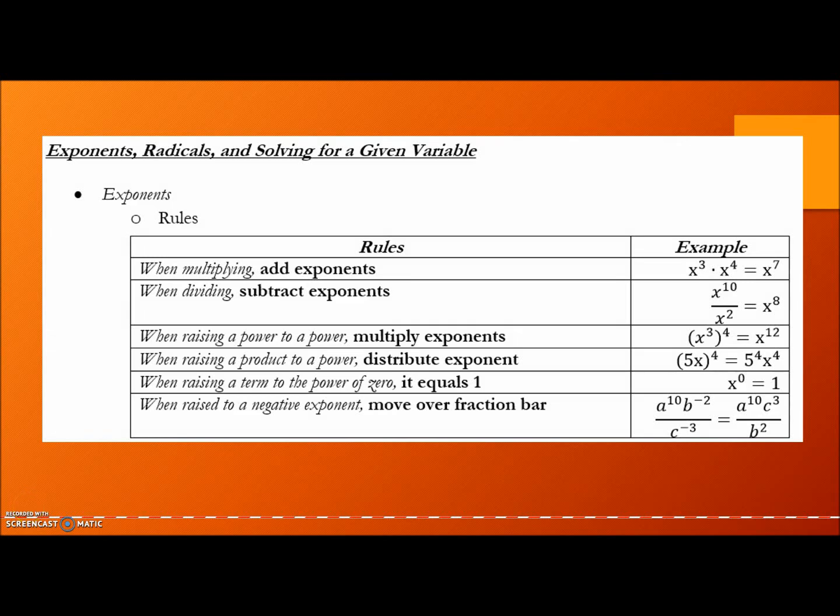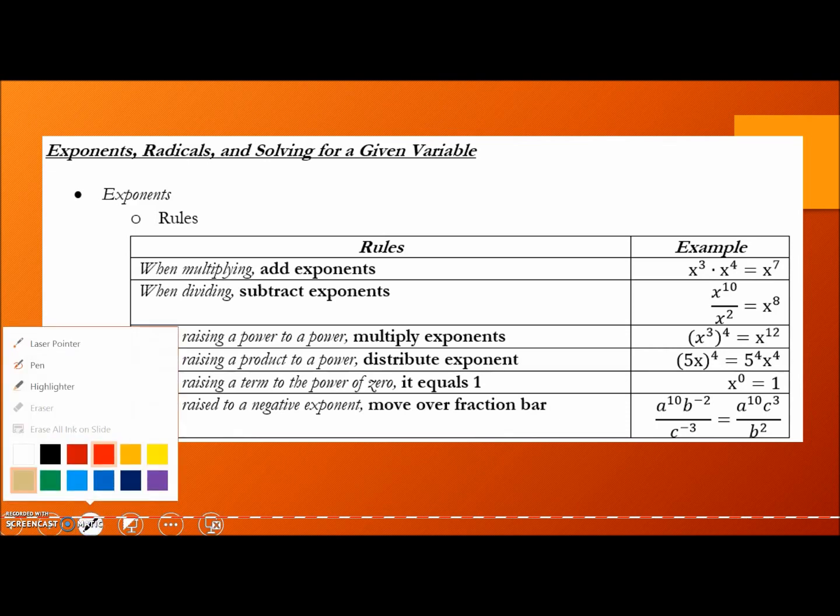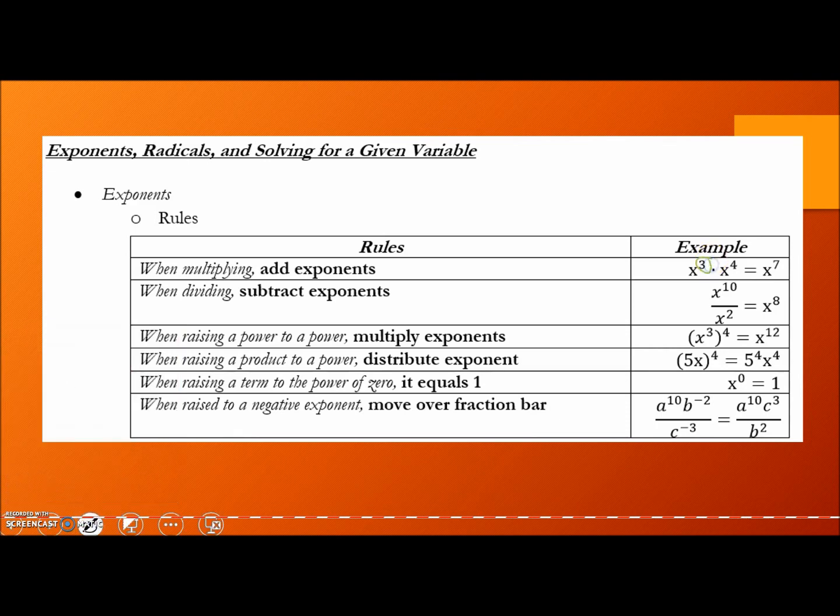So today we are going to be reviewing exponents, radicals, and solving for a given variable. So some exponent rules that you may have forgotten. When you're multiplying, you want to add the exponents. So in this first example, I have exponent of 3 and exponent of 4. I add them together and I get 7.